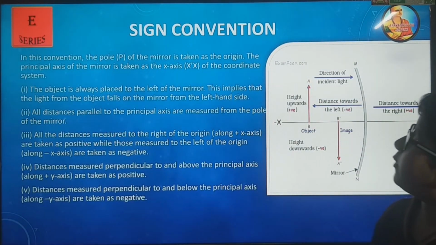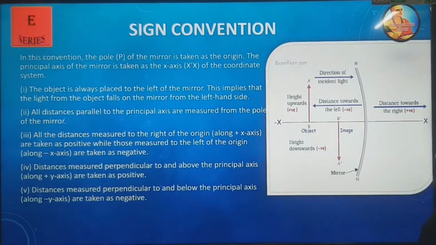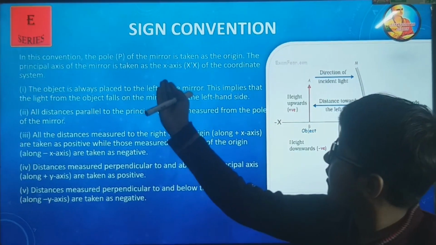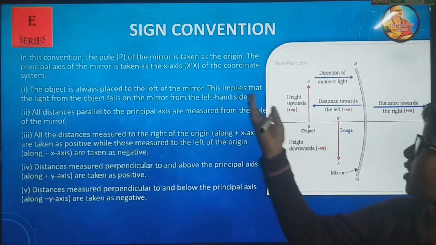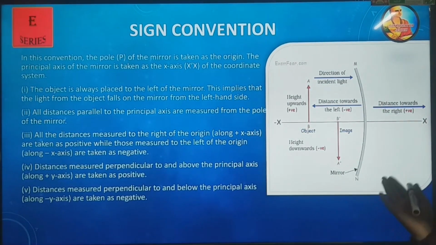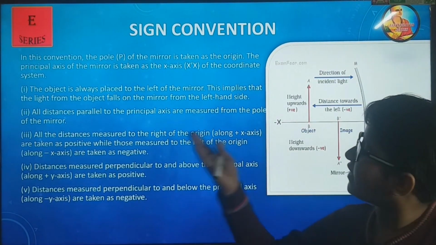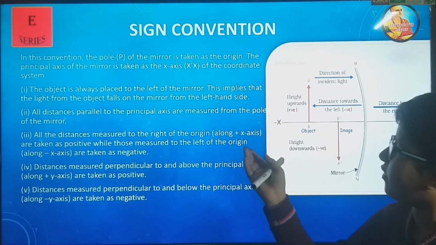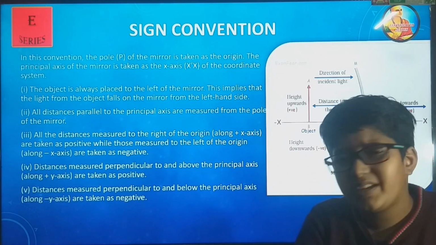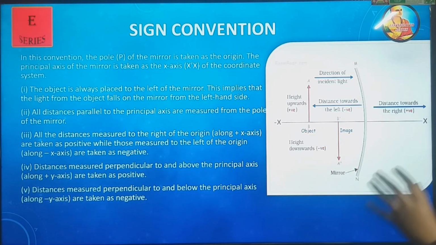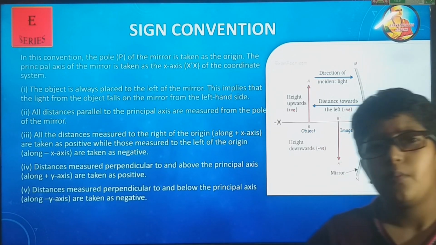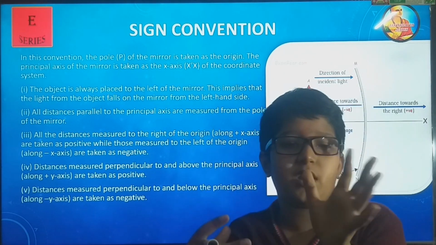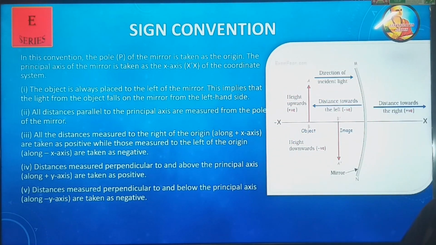In this convention, the pole P of the mirror is taken as the origin. The principal axis of the mirror is taken as the x-axis of the coordinate system we have learnt. The object is placed to the left of the mirror, so the light from the object falls on the mirror from the left-hand side. Basically, no one will put the object behind the mirror, because then how will the light fall on the reflecting area? If you put an object behind the mirror, how will you see its reflection?